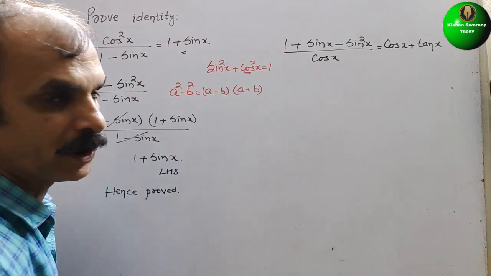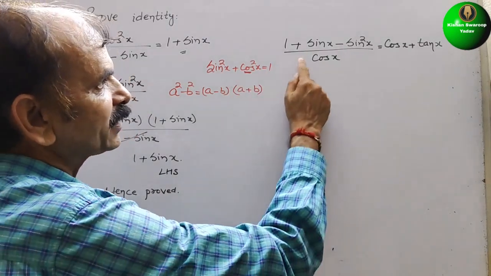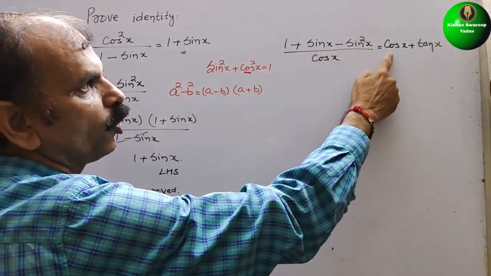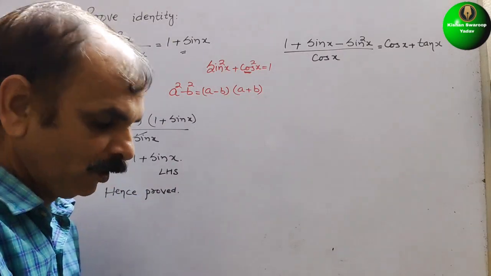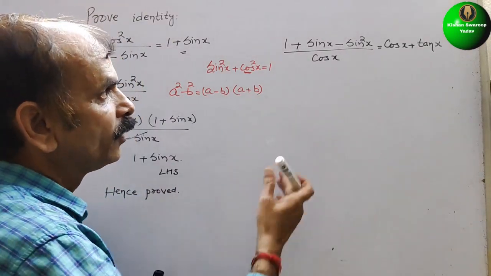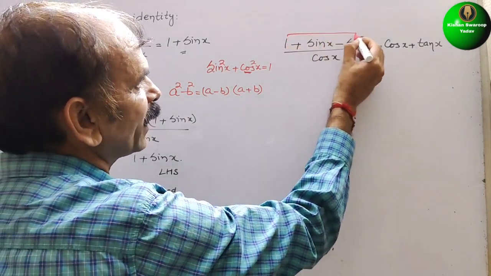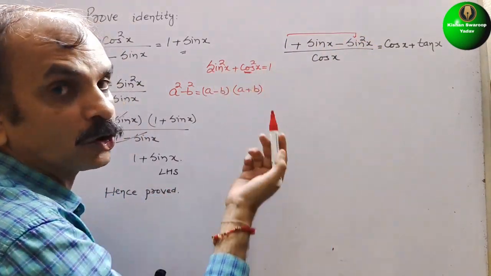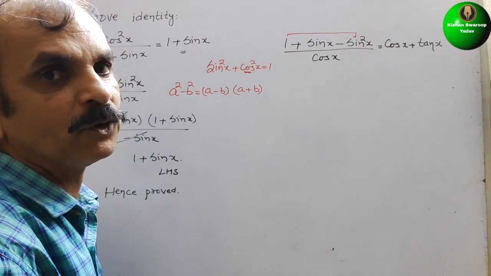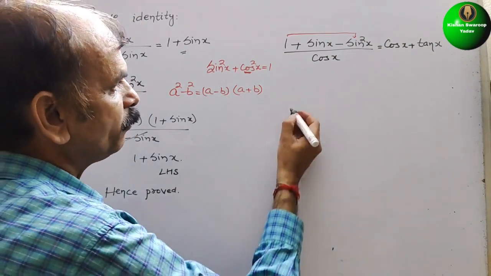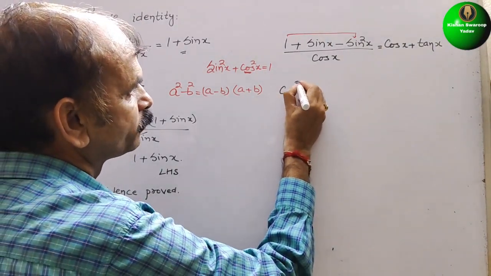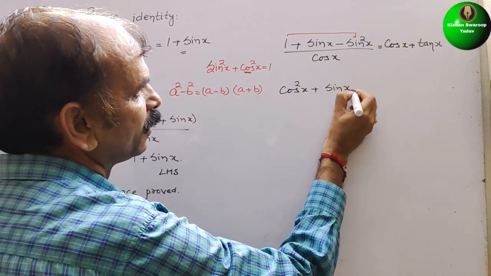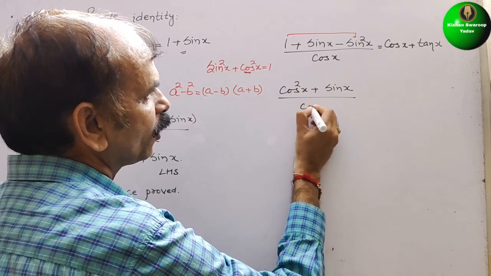Coming to your second question. So here, 1 plus sin x minus sin square x by cos x is equal to cos x plus tan x. So now if you see 1 minus sin square x, 1 minus sin square x is cos square x. That only we have to write here. So now it will be cos square x plus sin x by cos x.